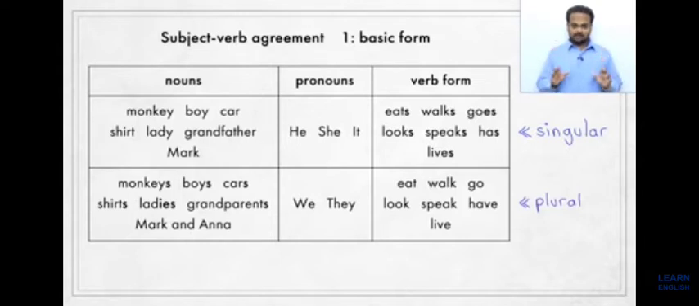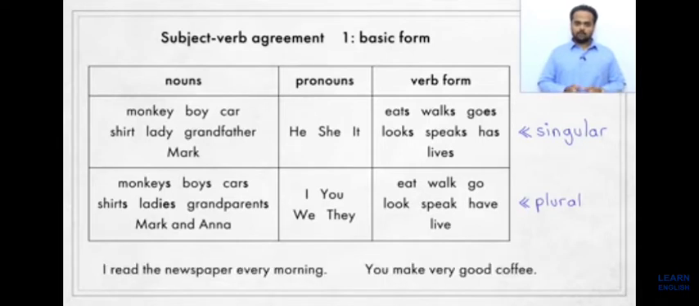However, the rule in English is that with both I and you, we always use a plural verb. Don't ask me why. There's no real reason for this, it's just the rule. For example, I read the newspaper every morning. You make very good coffee. You might say that as a compliment if you go to somebody's house and you really like the coffee they give you. Notice that I did not say I reads or you makes. With I and you, we use plural verbs without S.